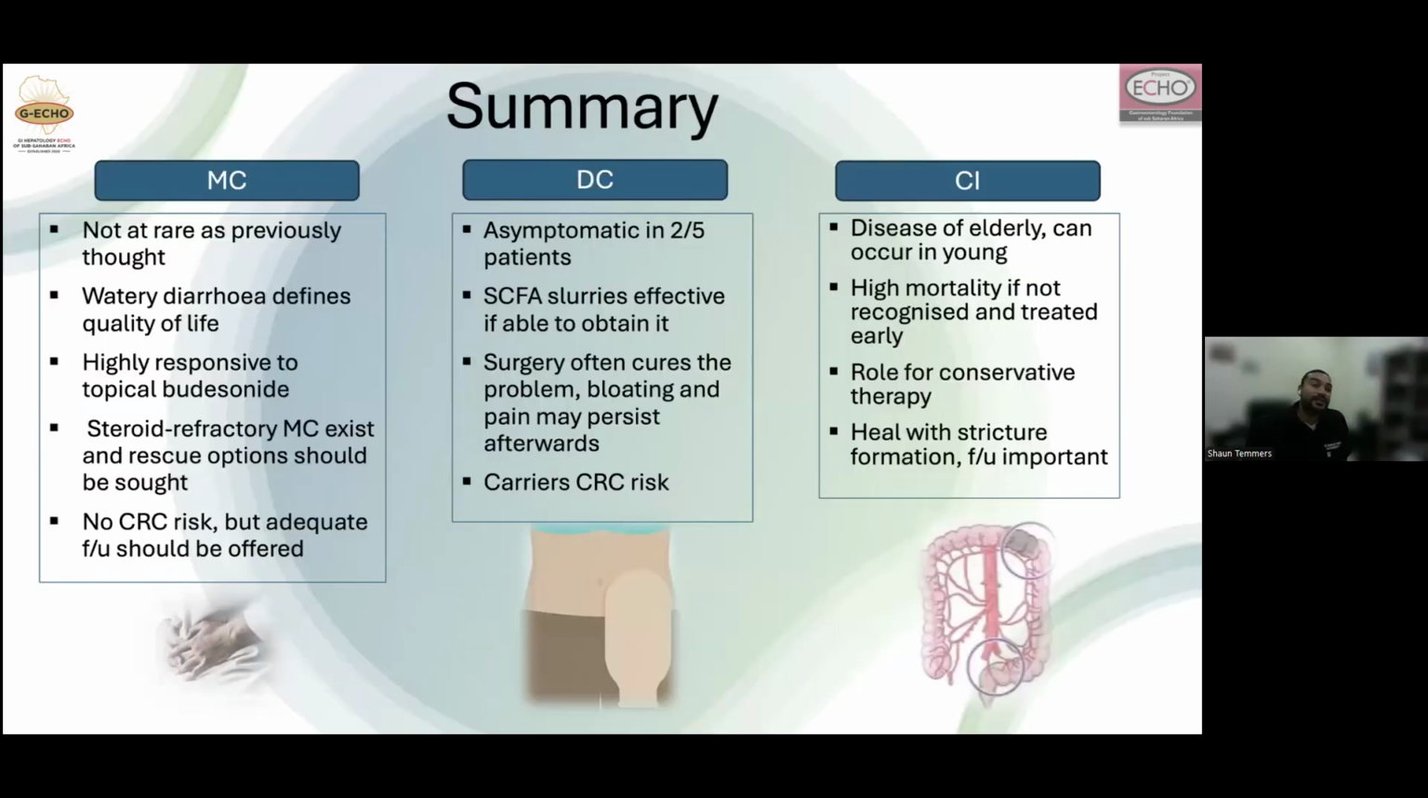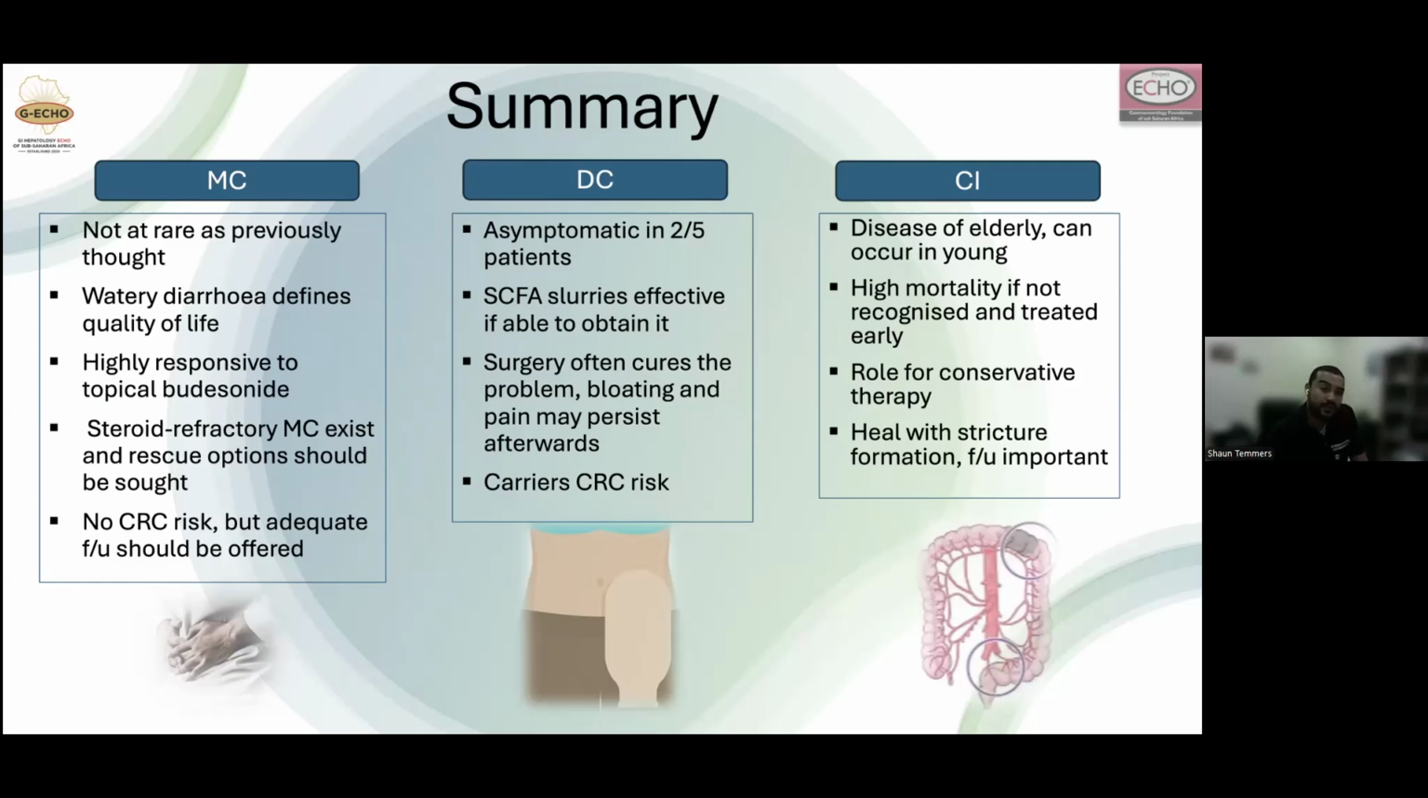So I'm going to conclude with this summary slide of these three quite distinct diseases that I've talked about this evening. The first was that of microscopic colitis. It's not rare, it's inflammatory, it's a subtype of inflammatory bowel disease, and its distinguishing feature is persistent watery diarrhea, and that defines quality of life. The aim of therapy is to reduce the watery diarrhea. Topical budesonide has been shown to be highly effective for this, and most patients are highly responsive to budesonide therapy, and they'll go through cycles of relapses and remissions, relapses and remissions.